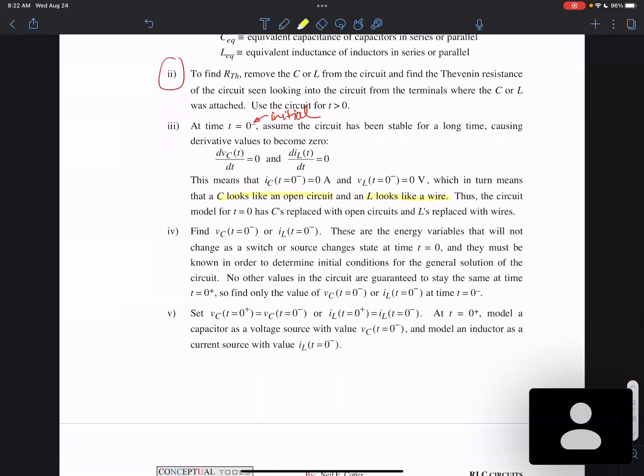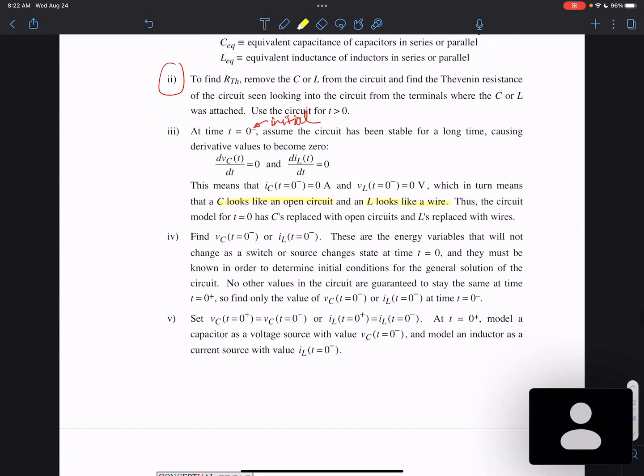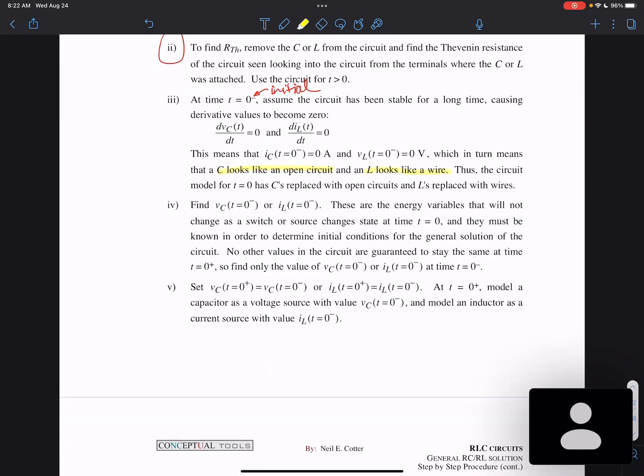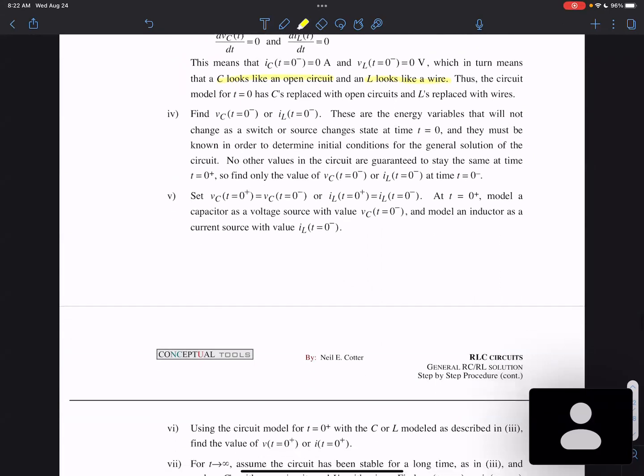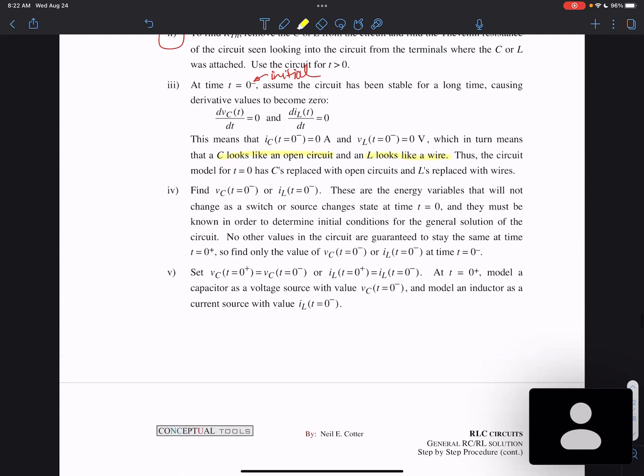And then we're going to analyze that circuit to solve for the current or voltage across the capacitor or through the inductor. So that gives us those initial values. And then we're going to set it. So this step here is that we are going to set it to, so right before something happens, we're going to find the values.